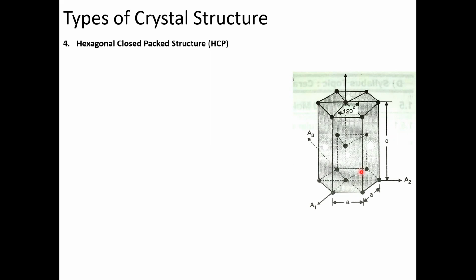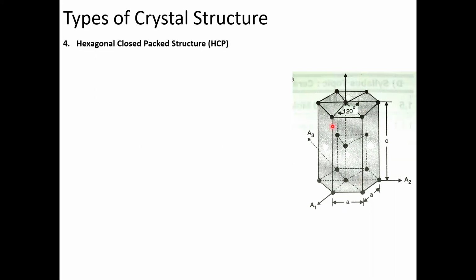Okay, and this is the angle. So this is the a1 vector, this is the a2 vector, and this is the a3 vector. Okay, so the angle between this a1 and this a2 is what? 120 degree. So this is the a1 vector and this is the a2 vector, and the angle between a1 and a2 is 120 degree.